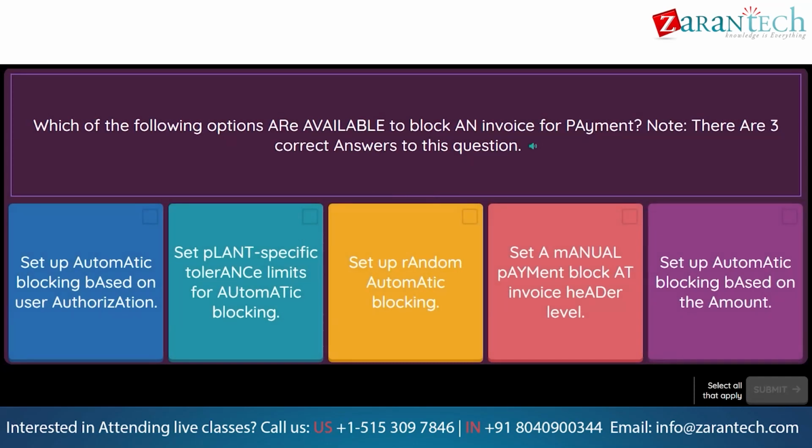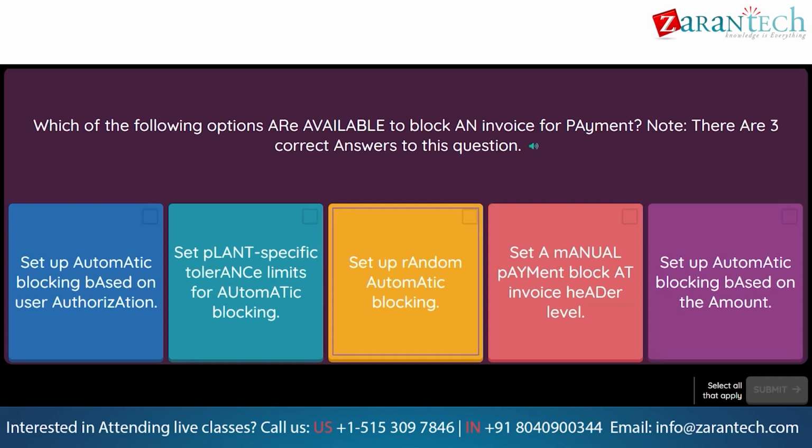Question: which of the following options are available to block an invoice for payment? Note, there are 3 correct answers to this question. Option 1: set up automatic blocking based on user authorization. Option 2: set plant-specific tolerance limits for automatic blocking.